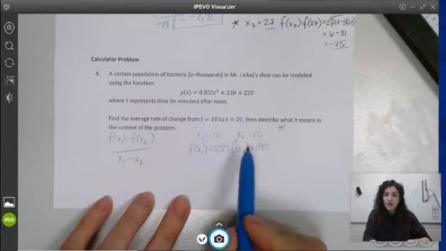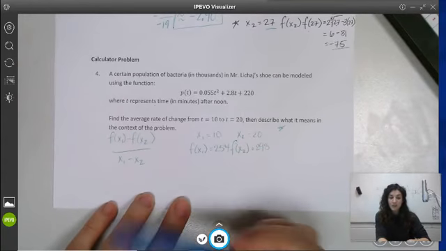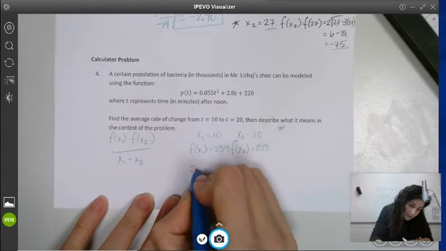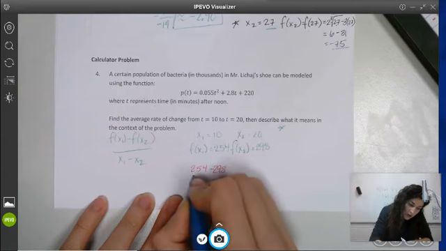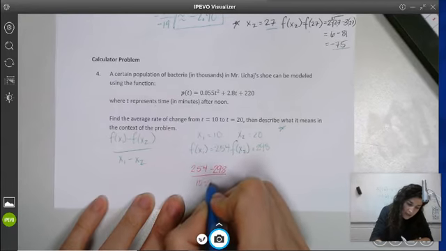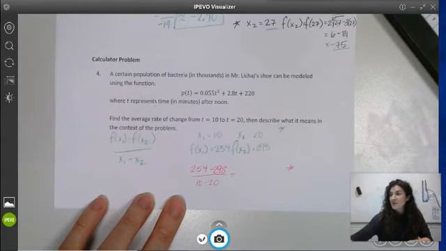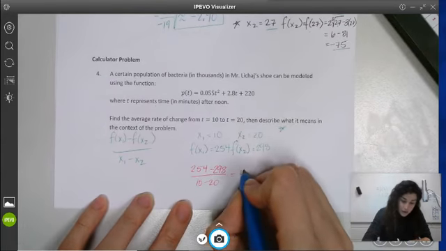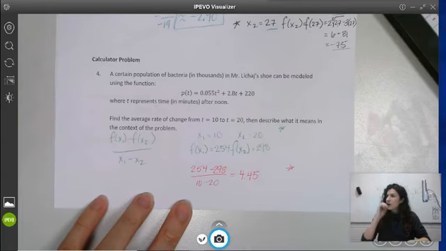Now that I have these values, I'm going to plug them into my formula right here. So I've got f of x sub 1, 254, minus f of x sub 2, 298, all over x sub 1 minus x sub 2. Go ahead and tell me what you get. We get a value of 4.45.